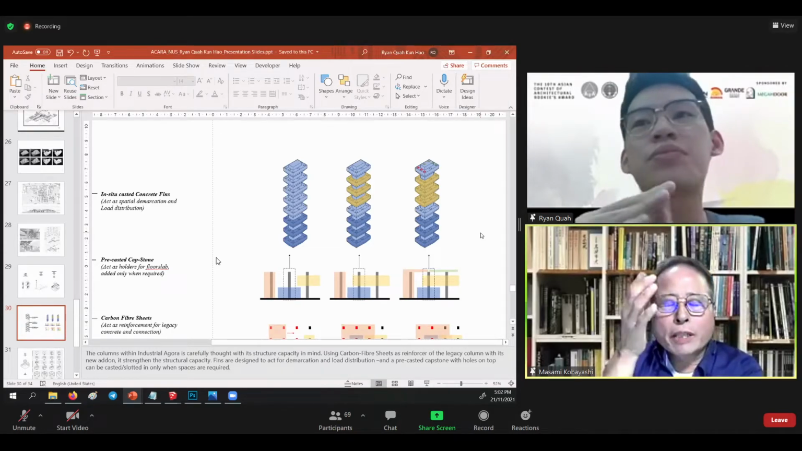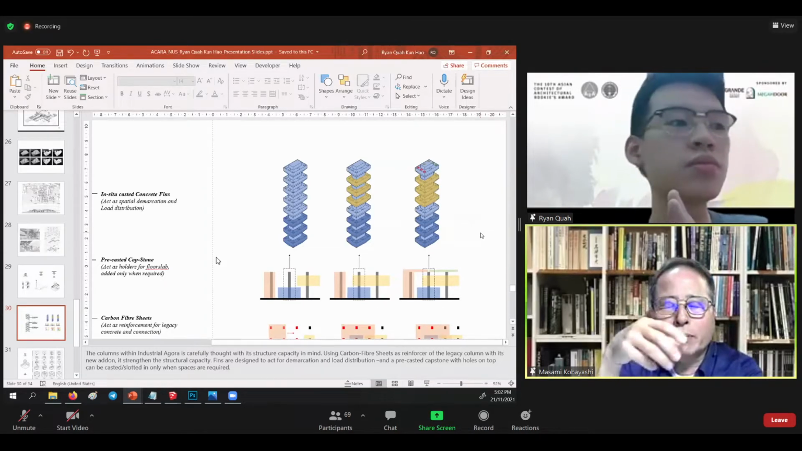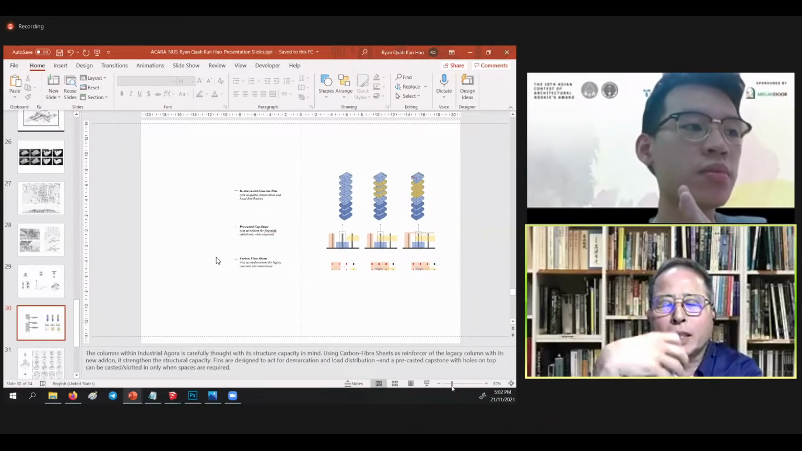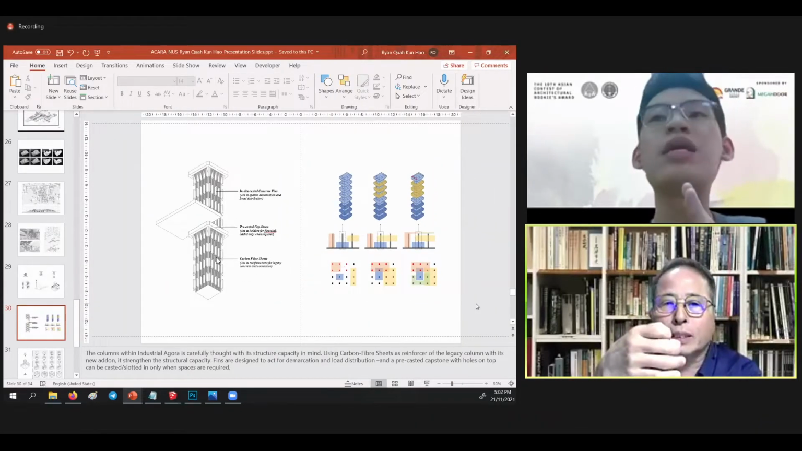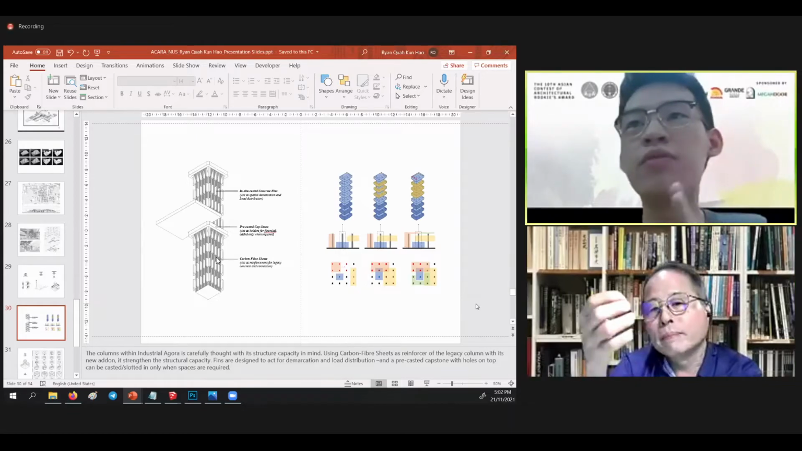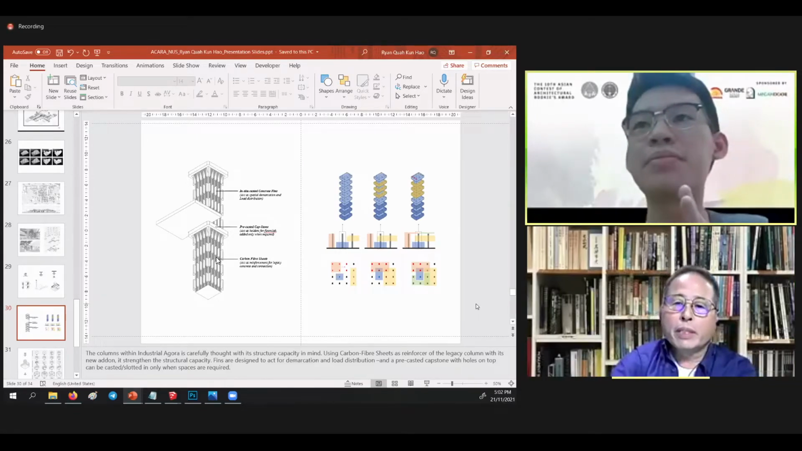So your assumption is these columns are owned by private sectors, but that they can let others use them as well? Yes, correct. They can share the column if they want to. Okay.